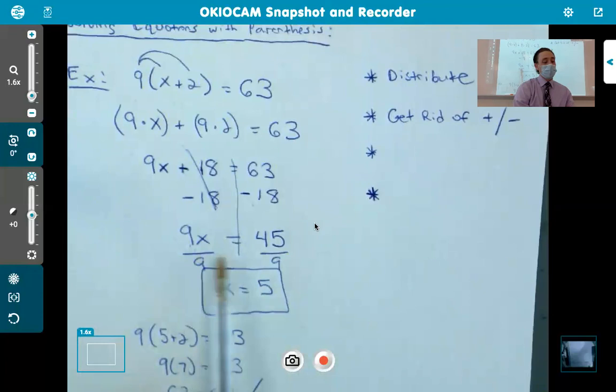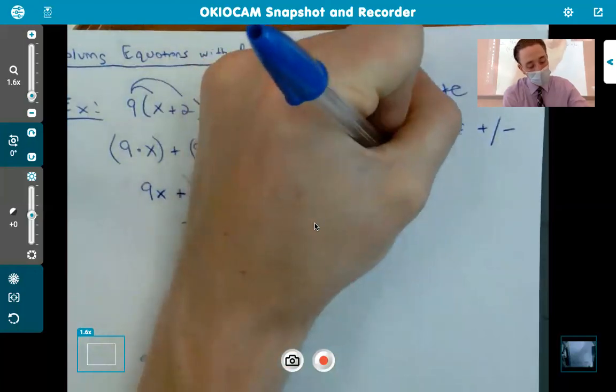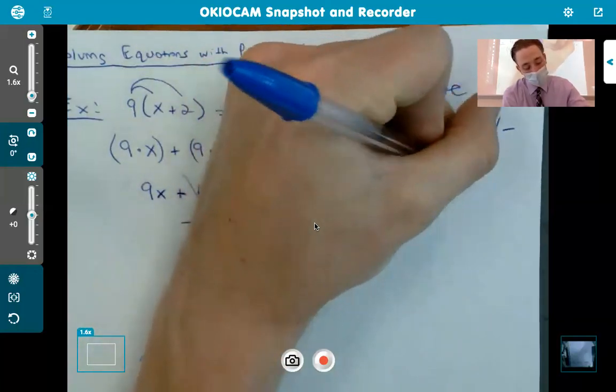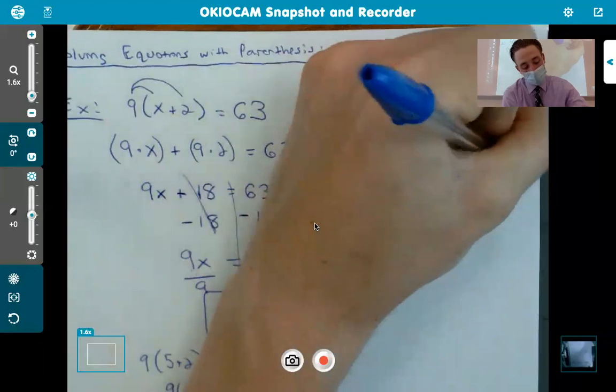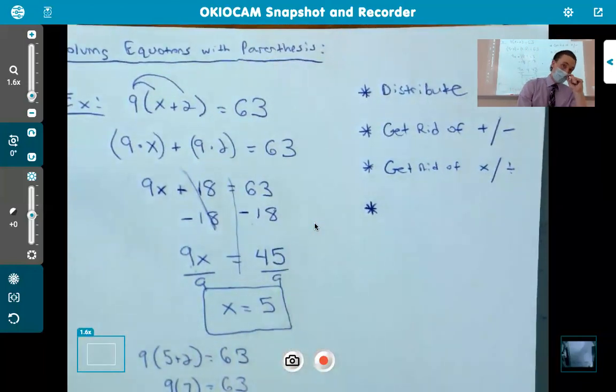I got down to 9x equals 45. What did I do on both sides? Divided, right? So now instead of getting rid of addition and subtraction, my next step is to get rid of any multiplication or division. And I'm going to use the multiplication division signs to symbolize that. So if there's a 9x, or in an example later, like if there's 8x or something like that, divide both sides by 8, divide both sides by 9, whatever that number is in front of my variable.